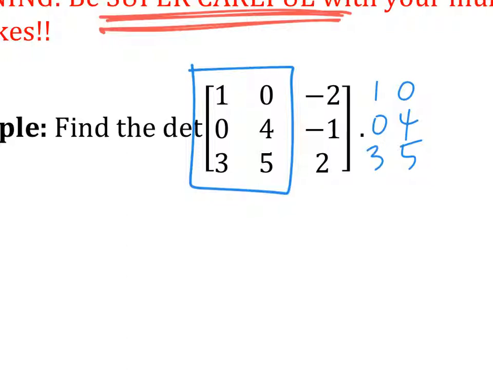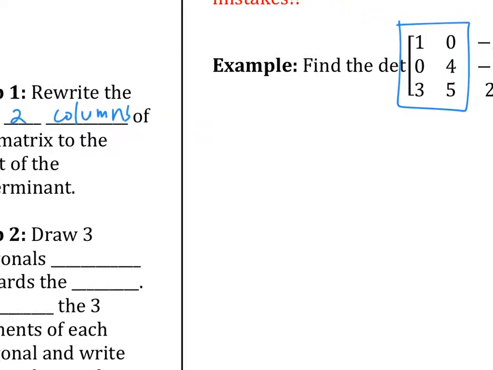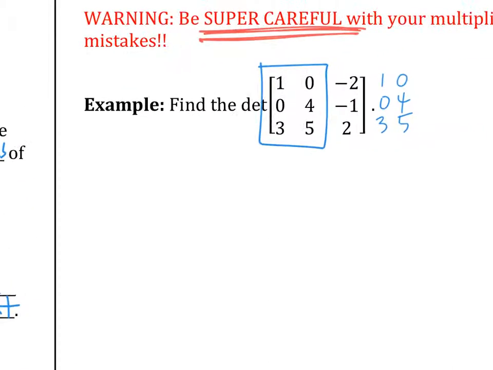Okay, step two. Step two is you're going to draw 3 diagonals down towards the right. Okay, we're going to draw 3 diagonals down towards the right.